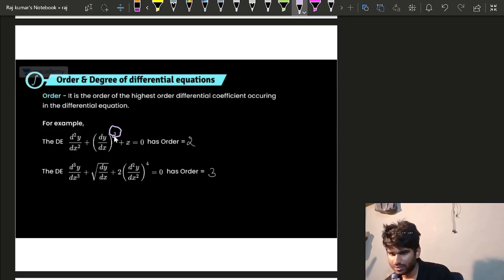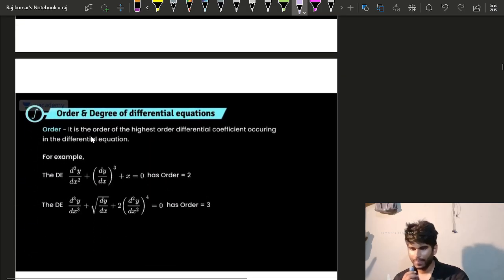So here this is the order, but this is the power. So we cannot discuss the power when we discuss this one also. So the highest order is this 3, no? That means the order is 3. So we cannot take this power. We just take this thing, but we cannot write 4 here. I hope you understood what I'm saying.